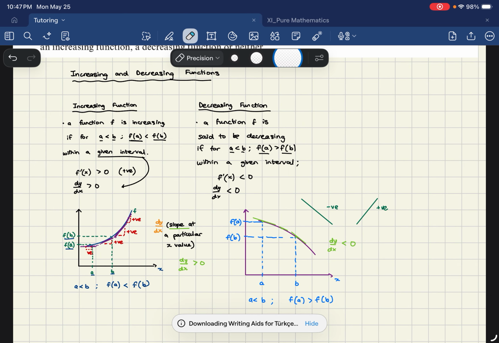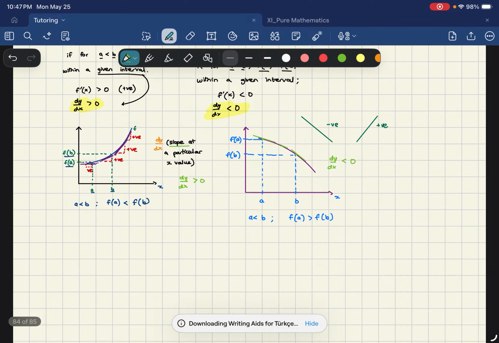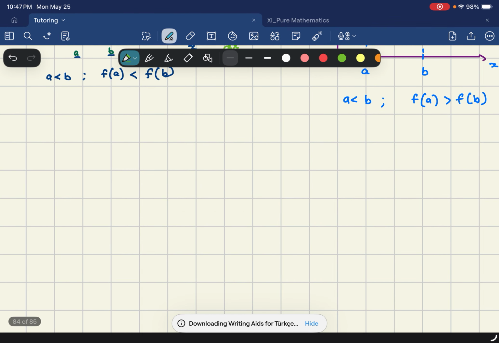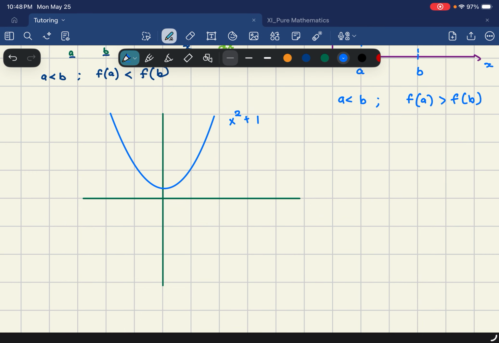So the information that we are going to use most is actually this one. For a decreasing function, dy by dx is less than 0. For an increasing function, dy by dx is greater than 0. So now, if I draw something like this function, right? So this is like x squared plus 1, if this is 1.